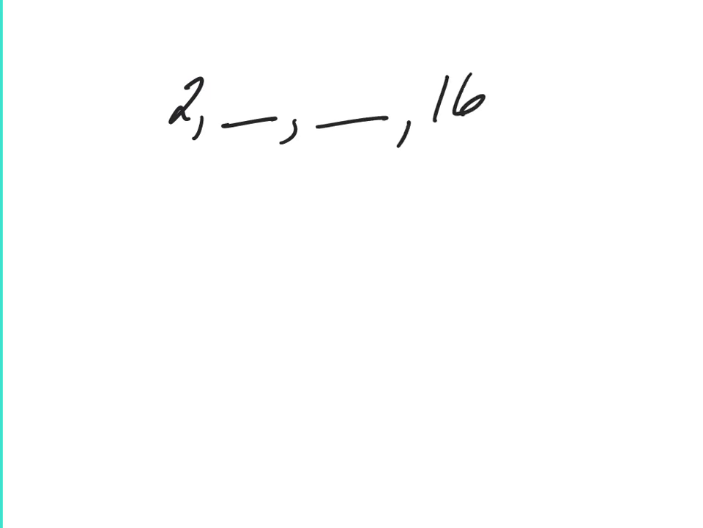Let's say it's 2 something something 16. We have formulas. They're really, really handy. And I know some of you are just like, well, let me just guess and check until I find it. I think it's 4, 8, 16. Well, that's great, except it's not going to be geometric. So then it's not that.